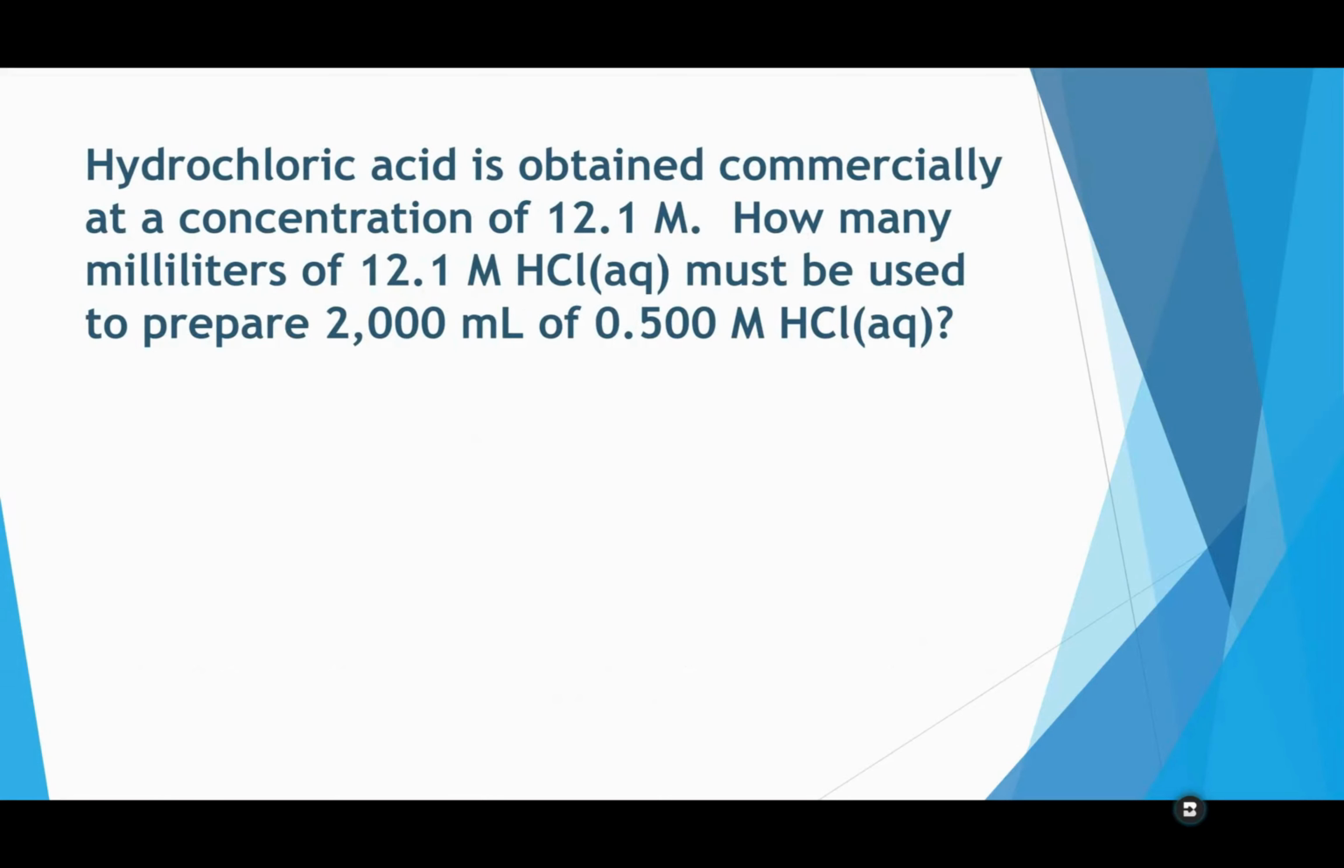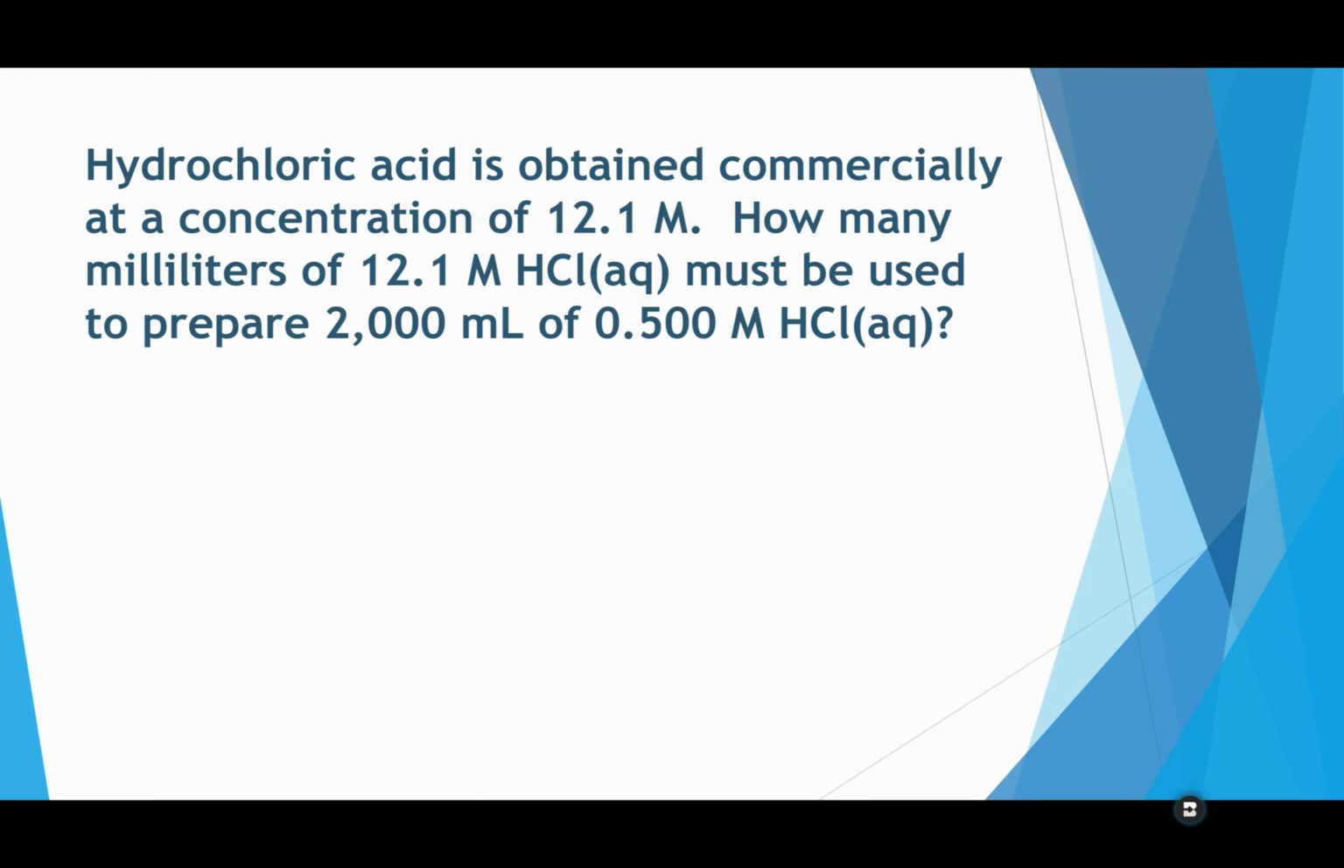Hydrochloric acid is obtained at a concentration of 12.1 molar. How many milliliters of 12.1 molar HCl, or hydrochloric acid, must be used to prepare 2,000 milliliters of 0.500 molar HCl? So I want to go from 12 molar to 0.5 molar. I really want to dilute it.